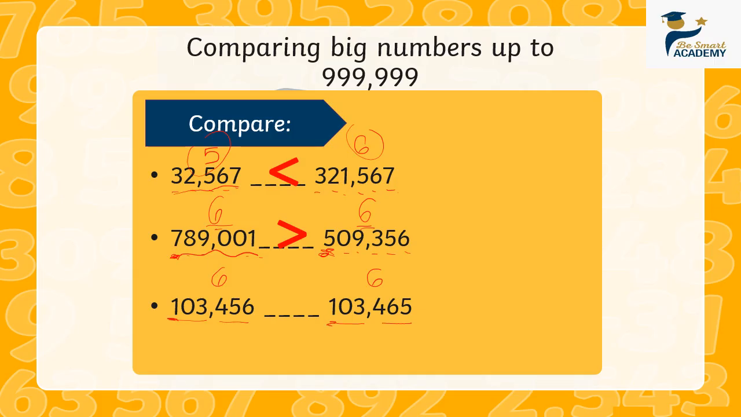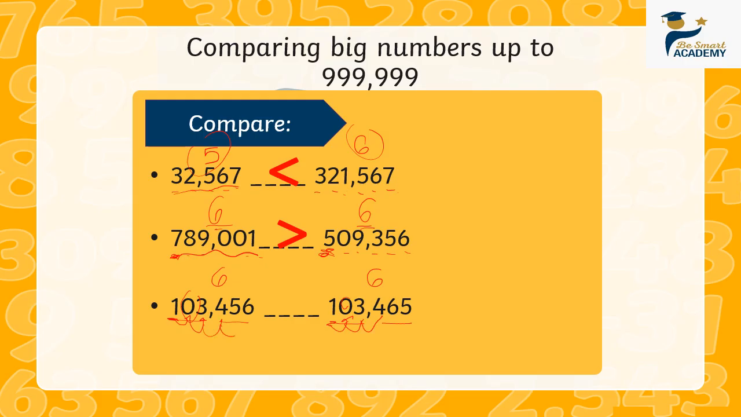I have here 1, I have here 1. They are the same. So what do I need to do? Jump to the next digit. I have 0, 0. They are still the same. What do I need to do? Jump again. 3, 3. Still the same. Jump again. 4, 4. Still the same.